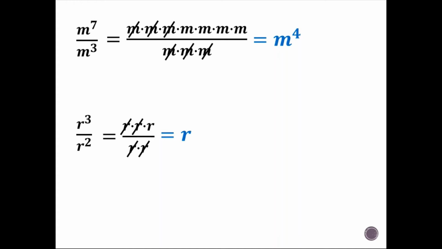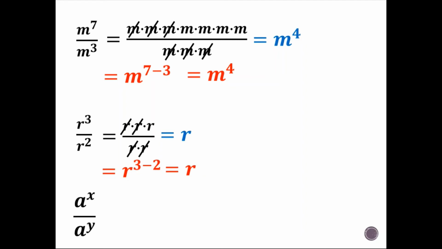So that for the first example, we will have m raised to 7 minus 3, that is equal to m to the fourth power. And for the second example, we will have r raised to 3 minus 2, that is just r raised to 1 or simply r.